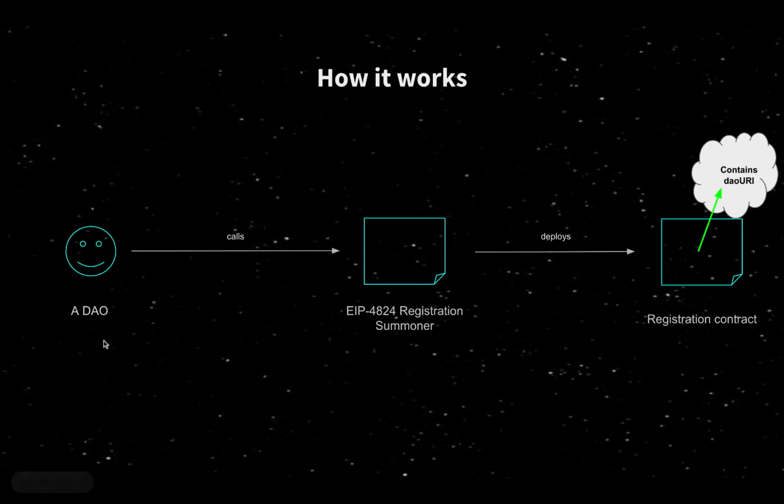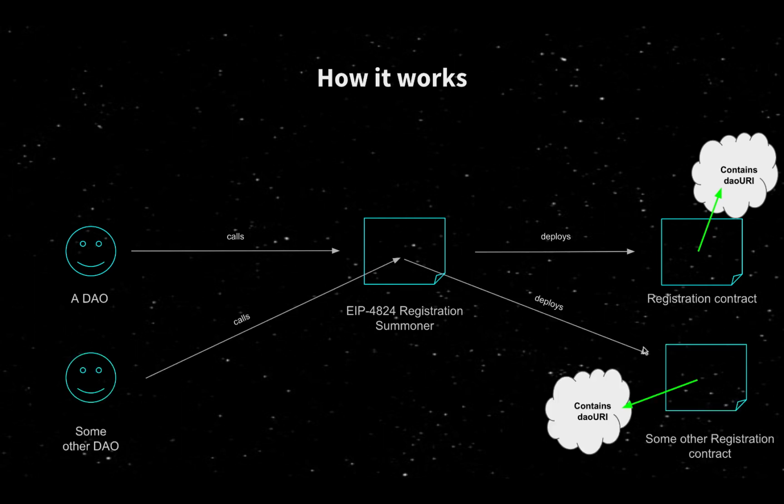If you look here, what really happens when you interact with this registration summoner is, once a DAO calls summon registration, this registration factory deploys a separate smart contract which stores your DAO URI. So in a sense, EIP 4824 adoption is a simple smart contract deployment transaction. All we're trying to do is create a standalone smart contract to store your DAO's DAO URI.